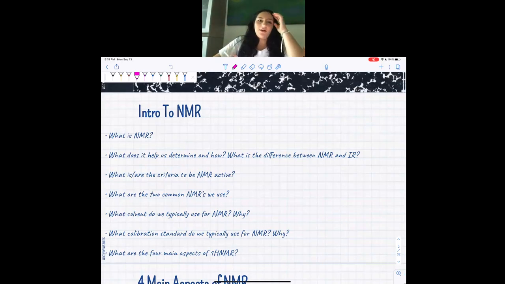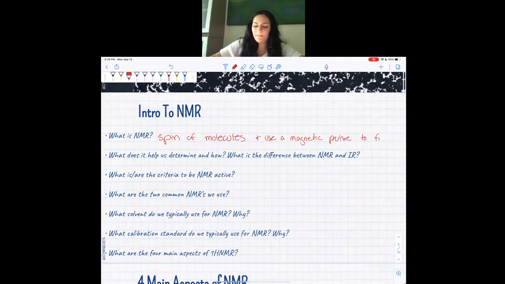Okay. So, what the heck is NMR? NMR is basically a spectroscopy technique that tells us about the carbon hydrogen framework of a molecule. NMR has to do with the spin of molecules, and we're basically going to use a magnetic pulse to find the resonance frequency.